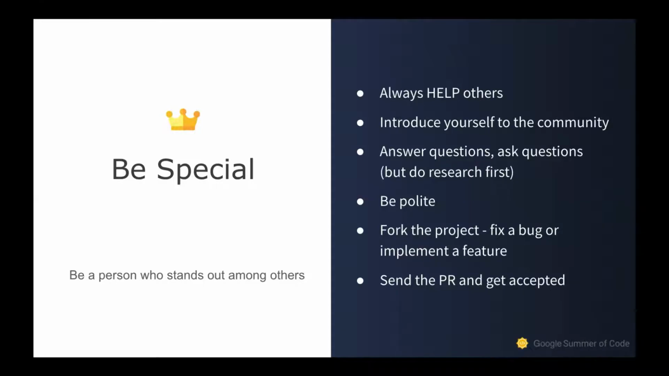The other thing you can do before that is fork the project on GitHub. You can get a copy of the project and fix any bug, or implement a feature in there. If you do something like that, you can then send a PR to that project. If it gets accepted, that's a big thing. So these are the things you can do to be special among the others.